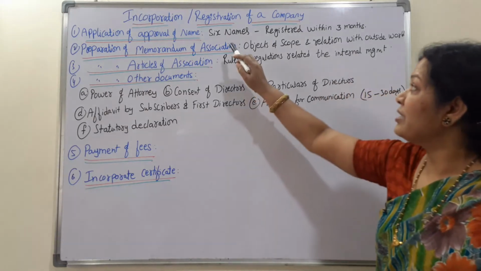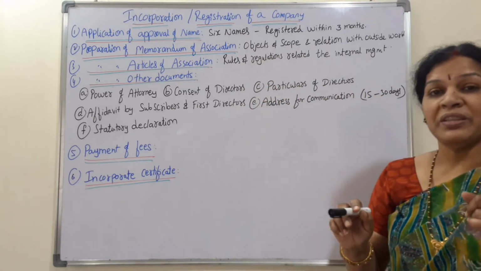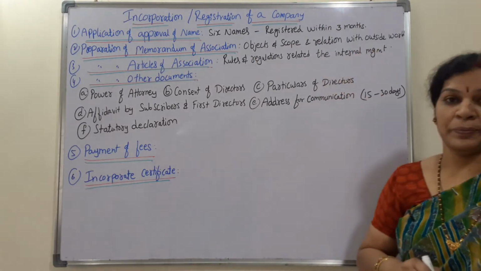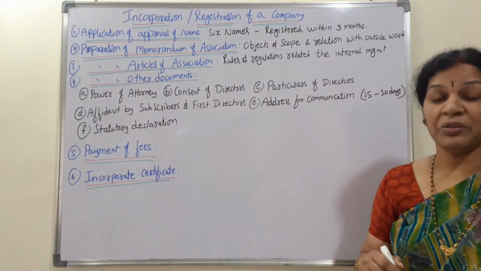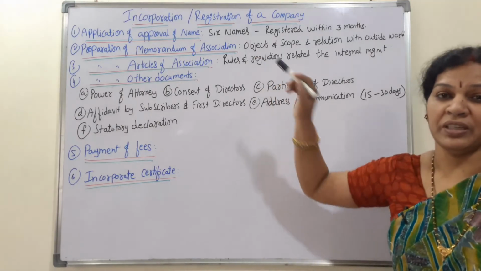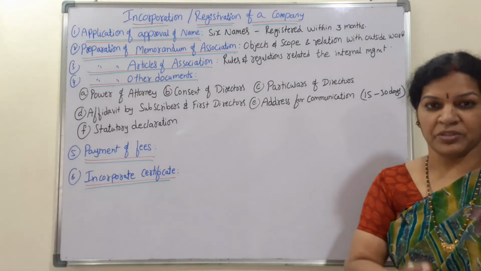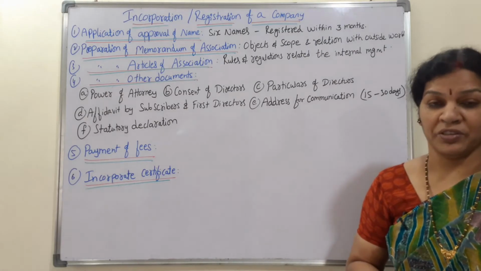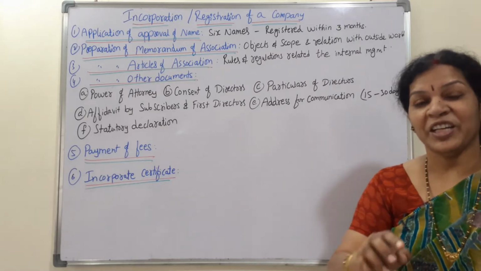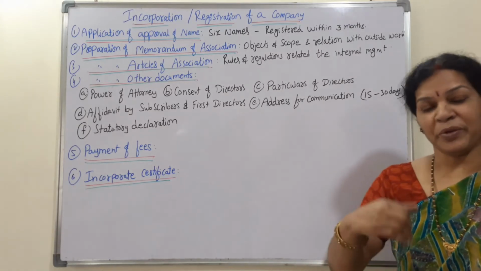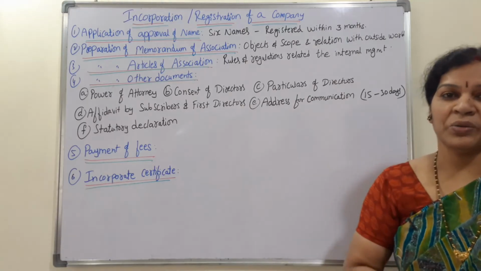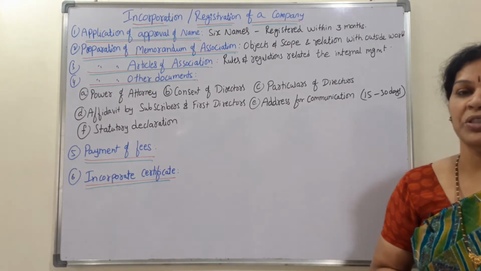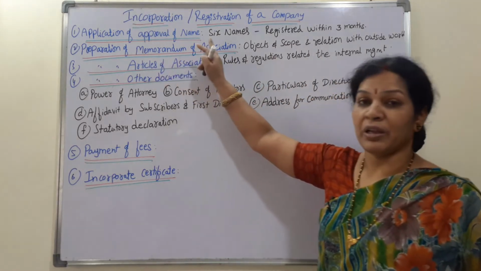So 6 names, and you need to apply within 7 days, and the registration of the name will be within 3 months. You have to register everything within 3 months. Once the name is allotted, suppose today the name is allotted, within 3 months you have to complete all the formalities of incorporation. If not, it will be cancelled. The process, everything is cancelled. Once again you have to start the procedure of incorporation. So within 3 months you need to. So this is about application for approval of the name.